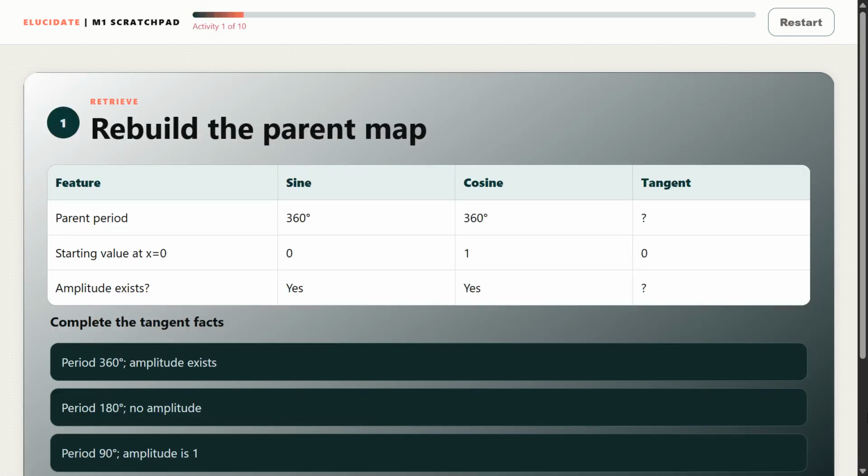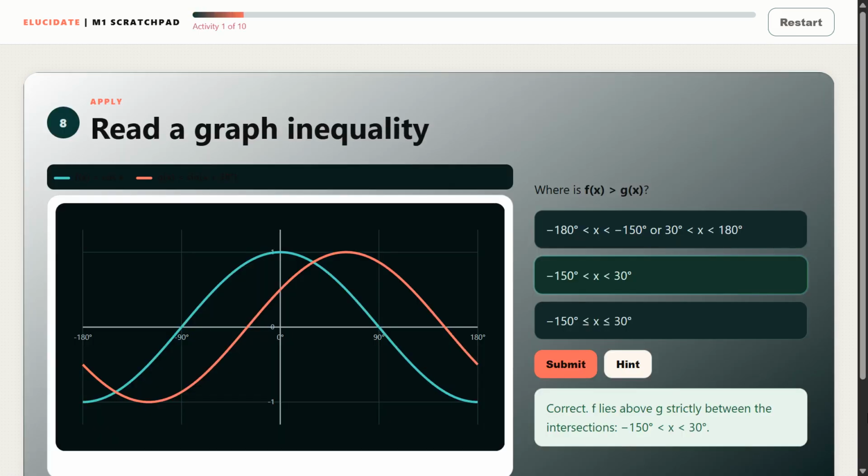In the scratch pad, f greater than g means f lies above g. The question asks, using the same two graphs, where is f(x) greater than g(x)? The answer is, minus 150 degrees less than x less than 30 degrees, open.